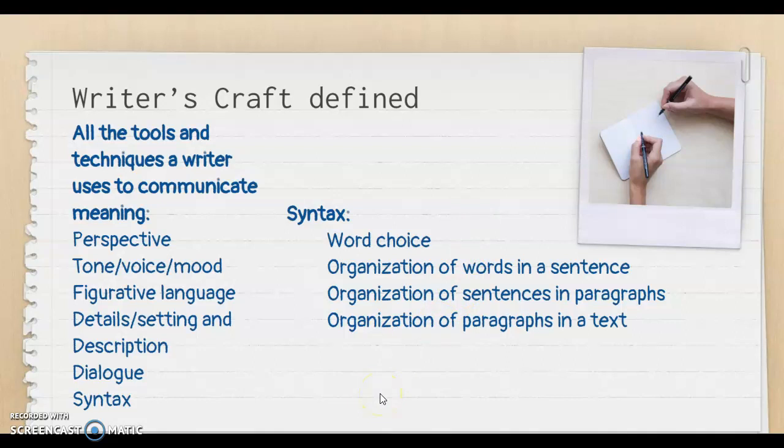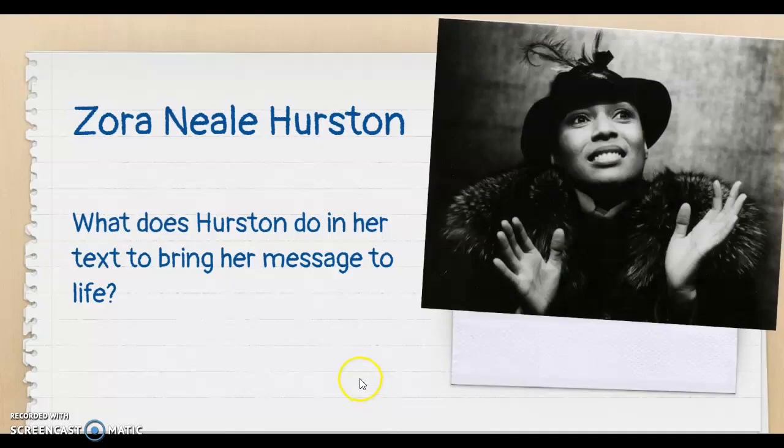These are all elements of writer's craft, and these are some of the details that we're going to be looking at. In this slideshow, we'll be looking at the Zora Neale Hurston essay, which you've already read, and then I'll have another screencast for you that looks at a second text and walks through it. So Zora Neale Hurston, what does she do in her text to bring her message to life? And remember, her text was called How It Feels to Be Colored Me. She wrote it in the 1920s in the jazz era. And so we're going to look at some of the sentences in her text.